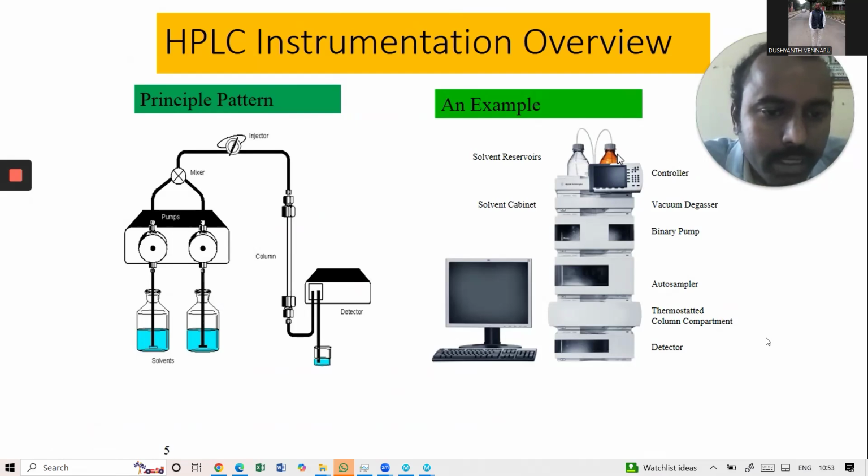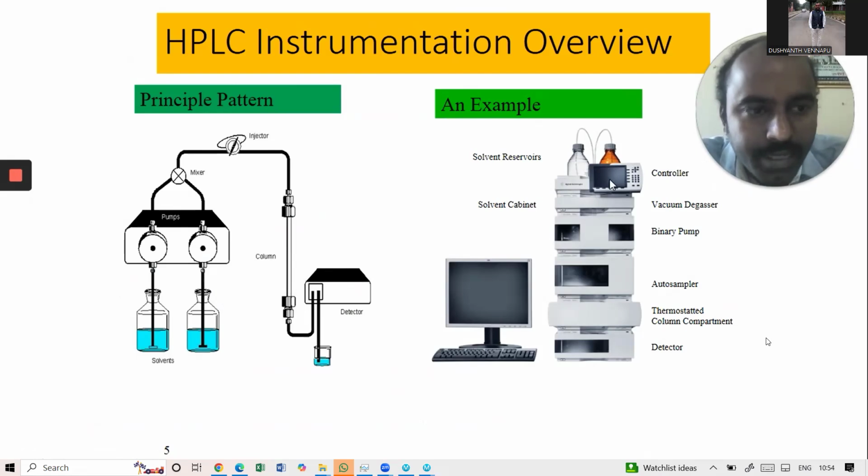So that is called isocratic elution. Whereas by using the controller, I can set the system in such a way that 40% of mobile phase A and 60% of B will run throughout the column. What does it mean? Even here, I am fixing that 40 and 60 ratio by using the binary pump, and I am pumping through the system. Even now, it is an isocratic system.